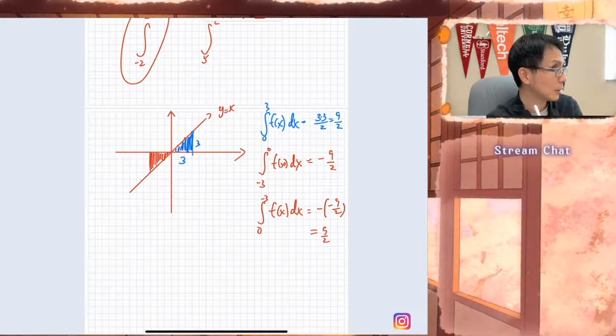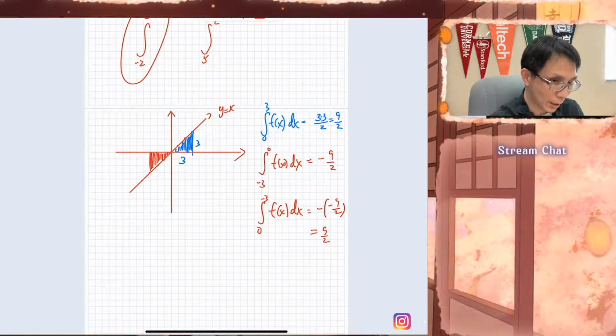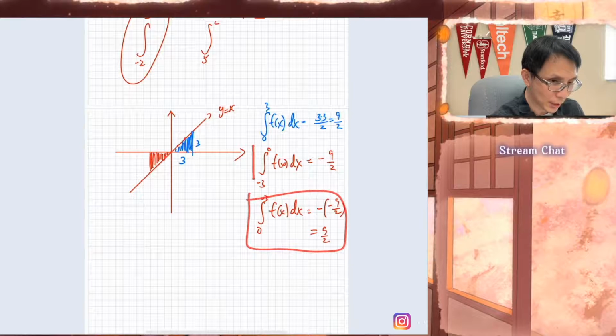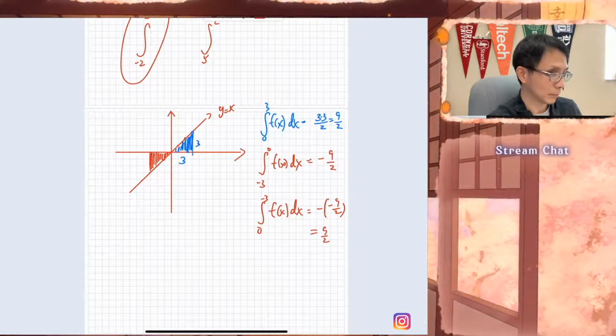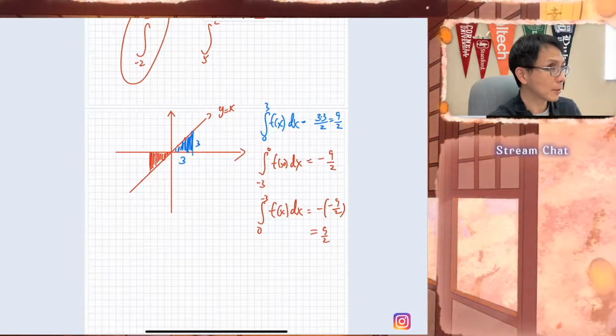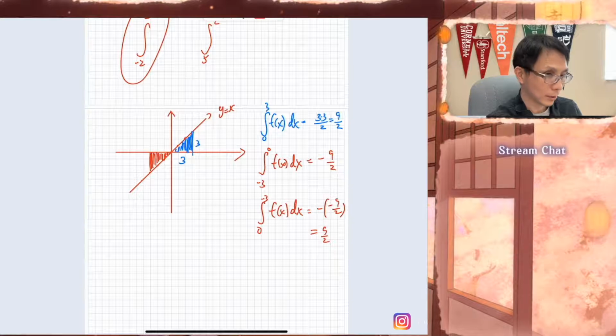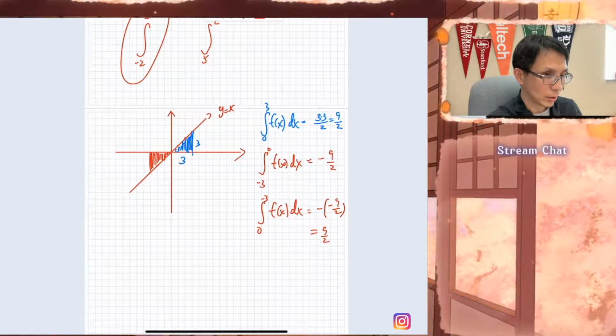So is this correct, saying that 9/2? Is that correct? In this case, it would say 9/2, yes. But in this case, from -3 to 0 is -9/2. Am I confused, any of you guys? If it's -3 to like 1, would that still be negative or would that be positive?